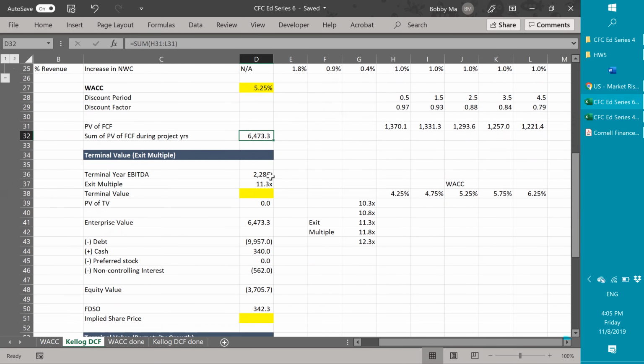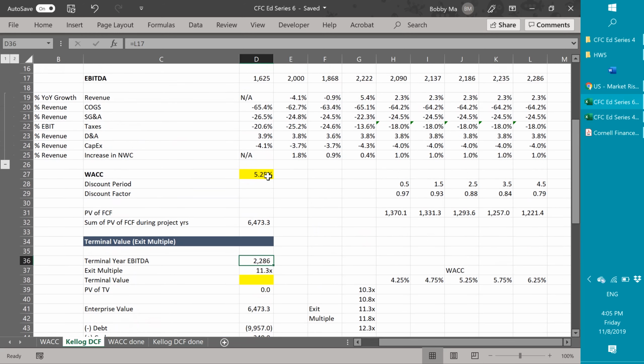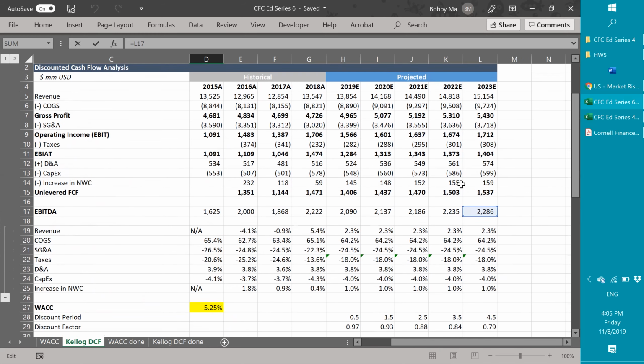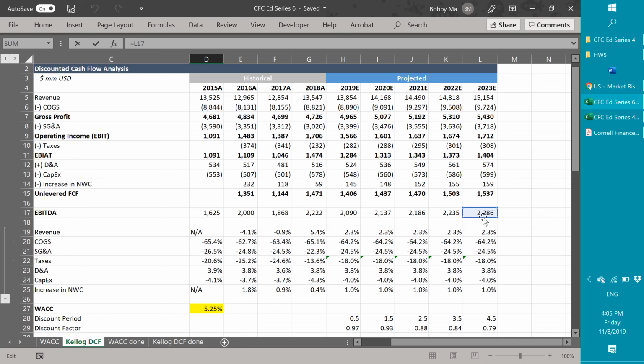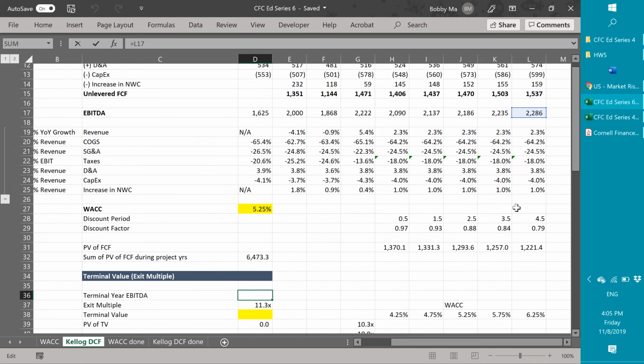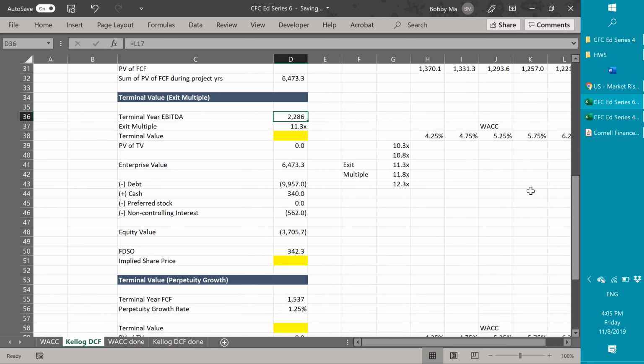All right. So we're going to calculate our terminal value in 2 ways. The first way is the exit multiple method. So this 2286 is your terminal year EBITDA of 2023. And EBITDA is just your EBIT plus add back your D&A, which we did last week. And this exit multiple is an EV over EBITDA multiple.